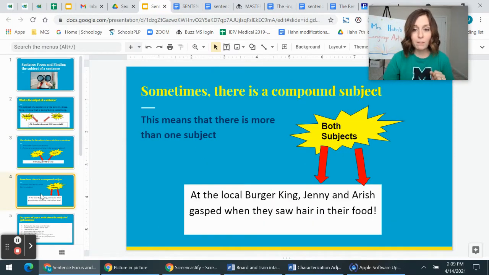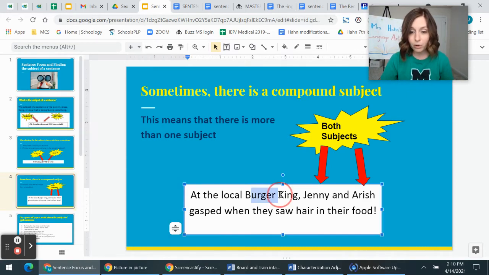The next thing you need to remember is that sometimes there is a compound subject. This means that there's often more than one. There could be two, there could be three. Let's look at this sentence. At the local Burger King, Jenny and Arish gasped when they saw hair in their food. Gross. So we have to ask ourselves, we have a lot of nouns here. Is the subject Burger King? Is it Jenny? Is it Arish? Is it hair? Is it food? Well, go back to your questions. Who or what is doing the action, or who or what is the sentence about?